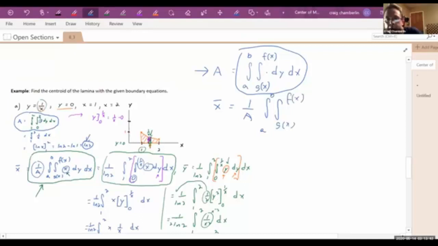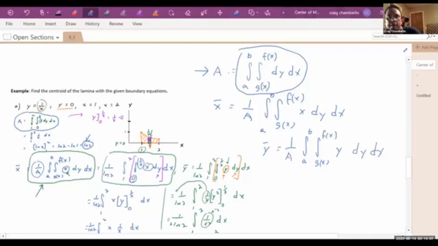And then you stick an x in for your integrand, x dy dx. And then the y bar looks exactly the same as what I just wrote down, except you stick a y in there. So 1 over a, integral a to b of the integral g of x to f of x. Now stick a y in there, dy dx.